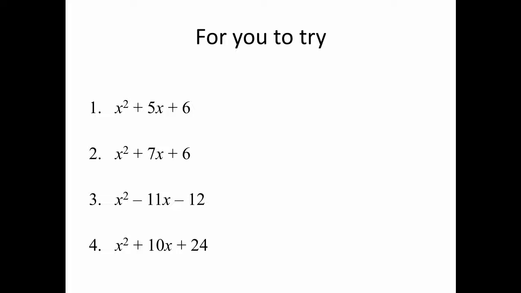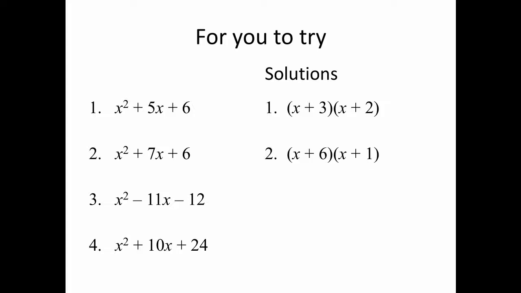Okay, we're now ready to see the answers. x squared plus 5x plus 6, the two numbers that multiply to 1 times 6 and add to 5 are 3 and 2. So the factors would be x plus 3 times x plus 2. In number 2, we need two numbers that again multiply to 6 but add up to 7. And in this case, those numbers would be 6 and 1. So the factors would be x plus 6 times x plus 1.